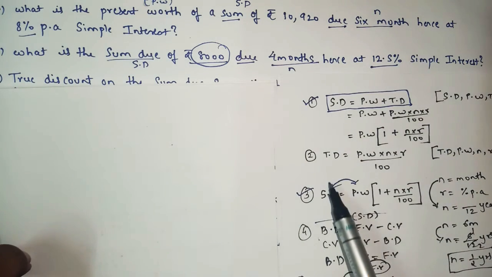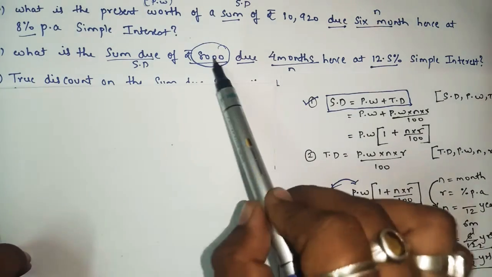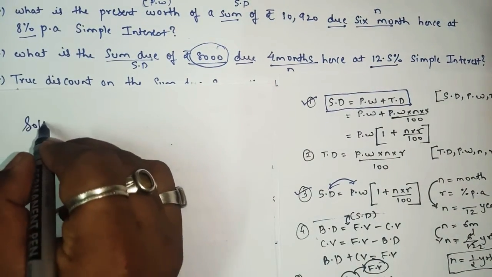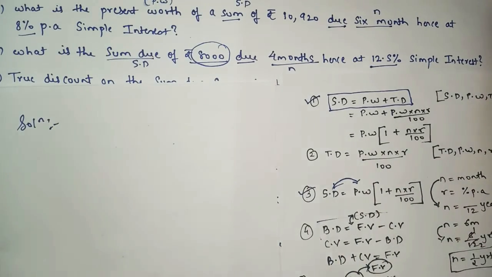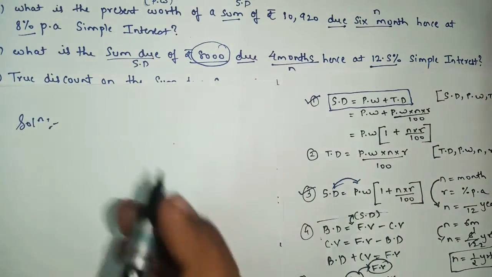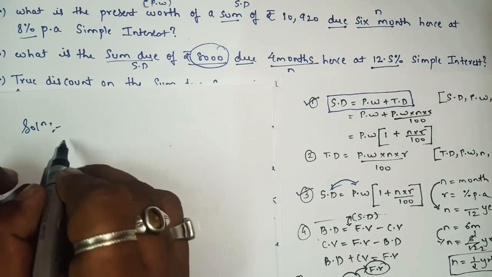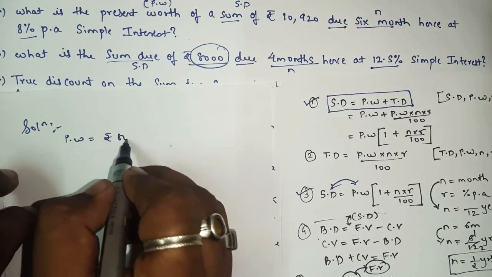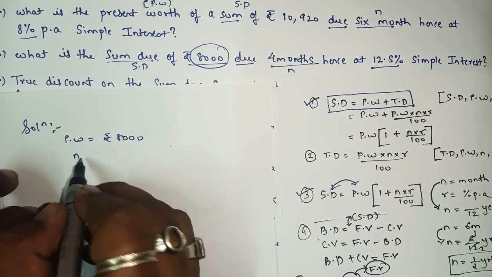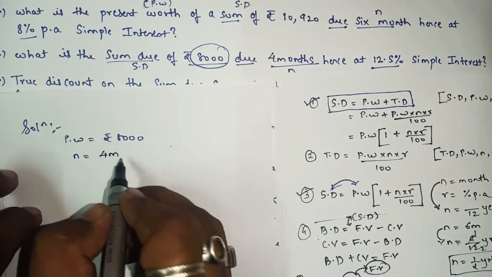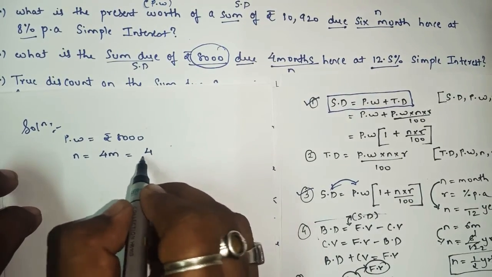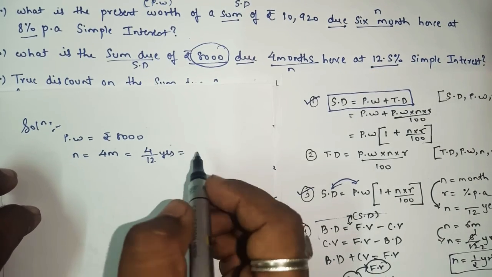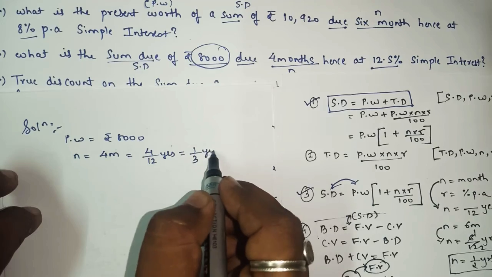So as we have to find SD, of course this number will be what? PW. So we'll start with the solution. In this way you have to guess the values, okay, guess the data. So therefore PW is equal to rupees 8,000, N equals 4 months, so 4 upon 12 years, so this can be written as what? 1 by 3.